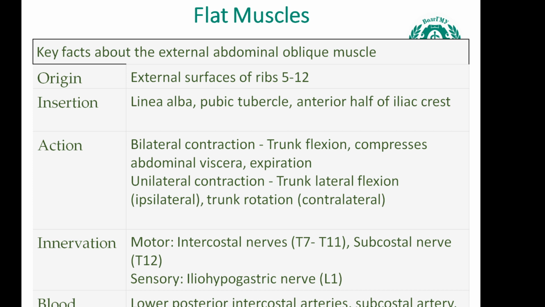Expiration. Unilateral contraction, I mean one muscle, when only one muscle contracts. This movement provides trunk lateral flexion, ipsilateral, trunk rotation, contralateral. Innervation: motor innervation by the intercostal nerves from the 7th till the 11th, and the subcostal nerve, the 12th.